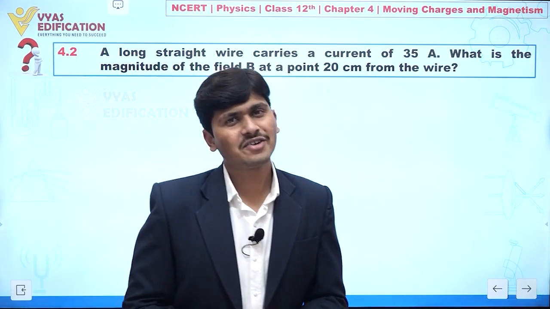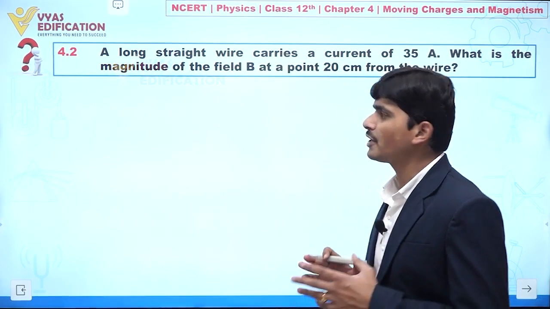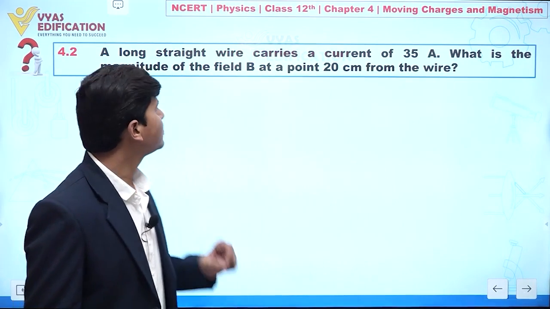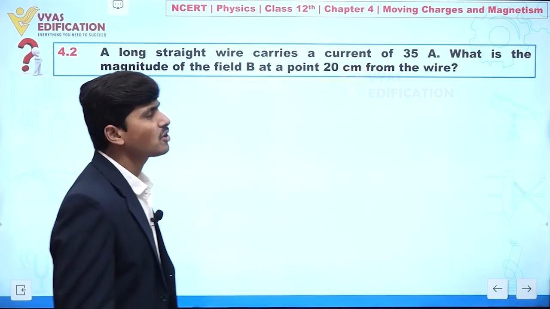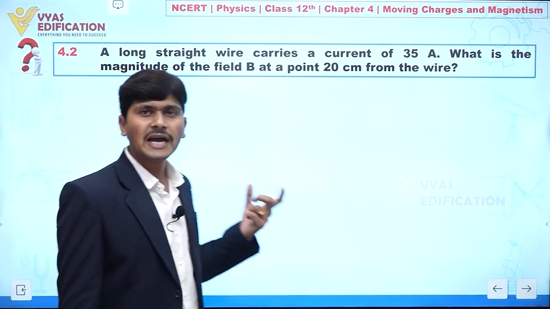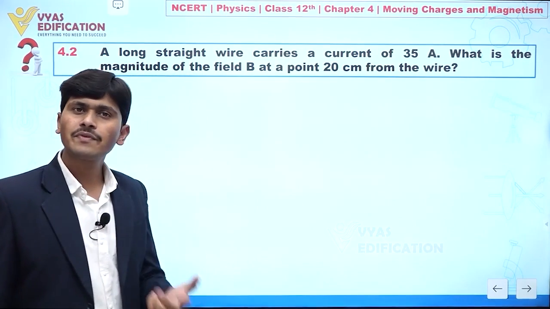Now dear student, we are going to solve question number 4.2, and in this question it is given to you: a long straight wire carries a current of 35 ampere. What is the magnitude of magnetic field at a point 20 cm from the wire?